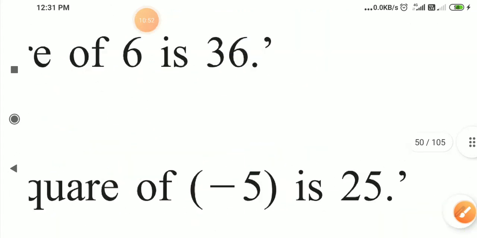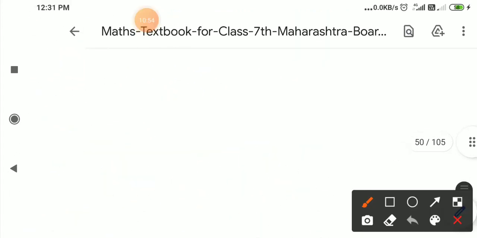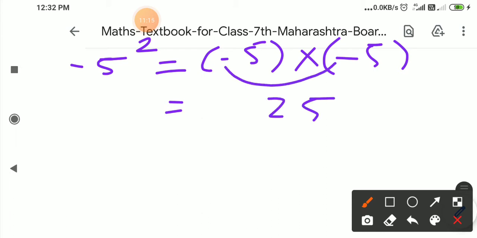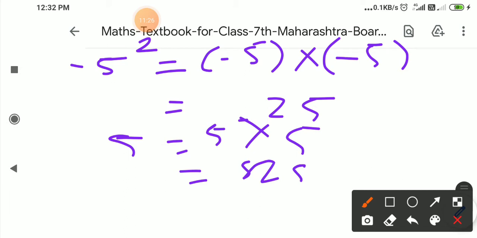Okay, now minus 5 square. Minus 5 square is equal to minus 5 into minus 5. You know that 5 square is 25. Here the positive number will come. So minus 5 and plus 5 square is also what? That is 25 only. So the square root of 25 is plus or minus 5.